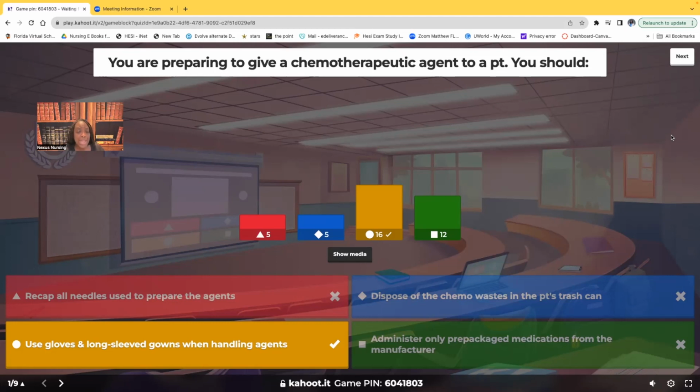The first one, recap all needles used to prepare agents. Let me tell you something. In nursing, do we ever recap needles? Absolutely not. So that's not the answer. Next, dispose of the chemo waste in the patient's trash can. Absolutely not. Again, this is very toxic. It has to be disposed of appropriately.